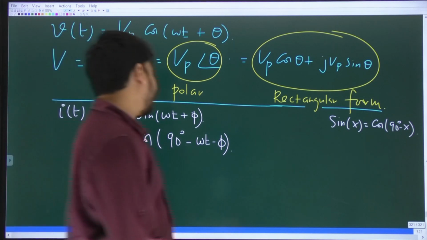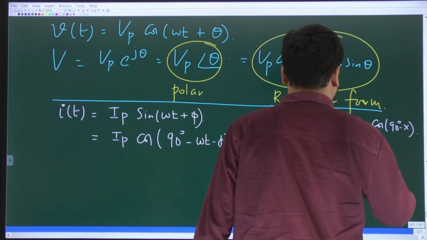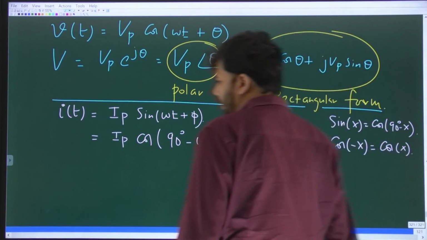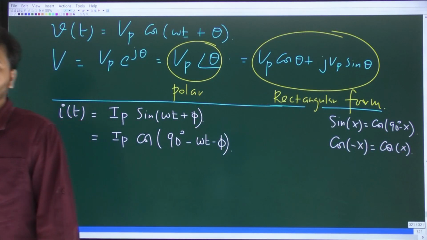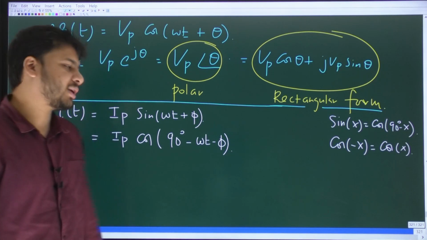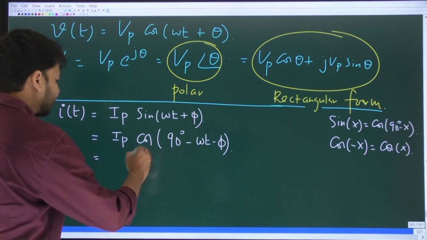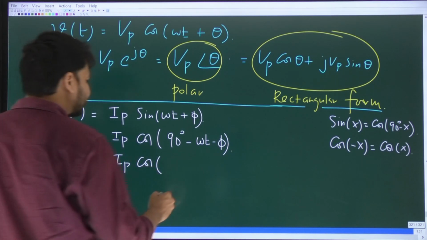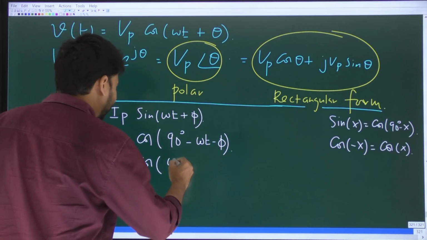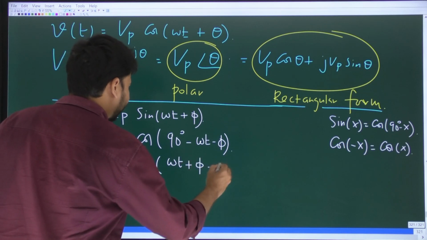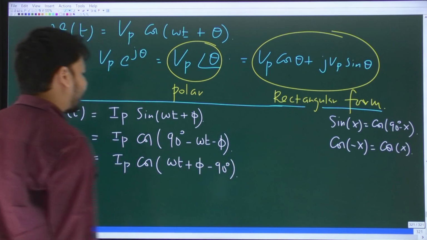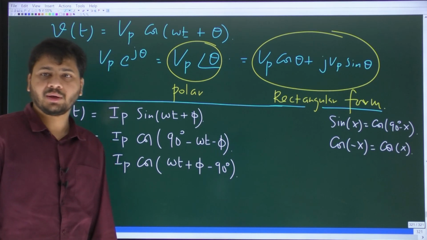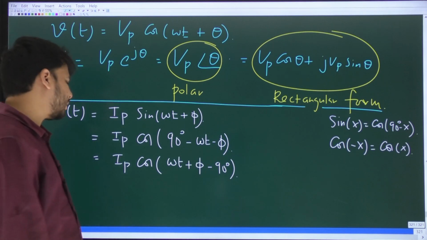Yes. And then you know cos of minus x is the same as cos of x. Yes or no? Cos of minus x is the same as cos of x. So what I can do is write the same thing as Ip cos(omega t plus phi minus 90 degrees). Ip cos(omega t plus phi minus 90 degrees).